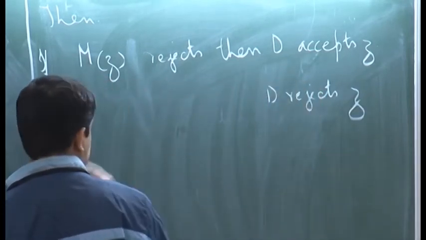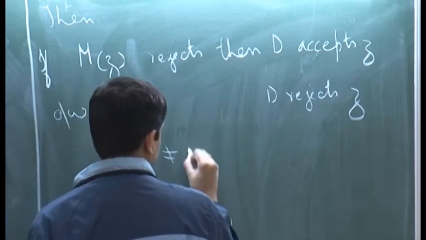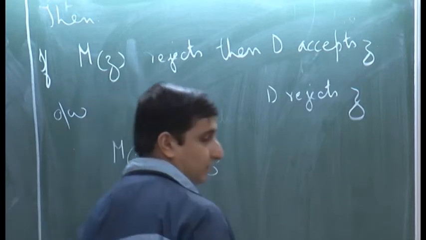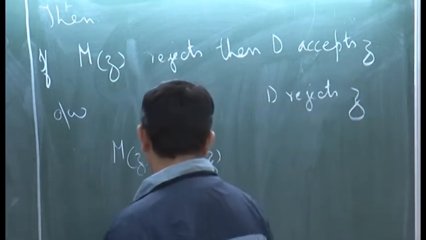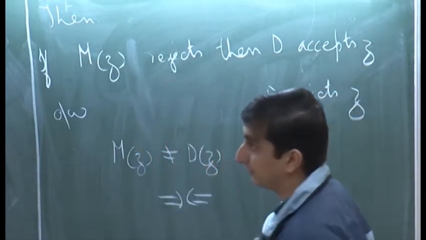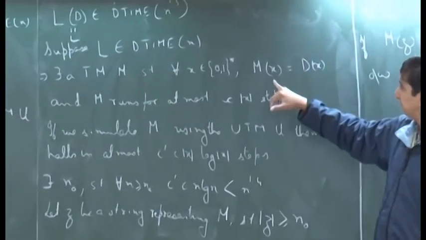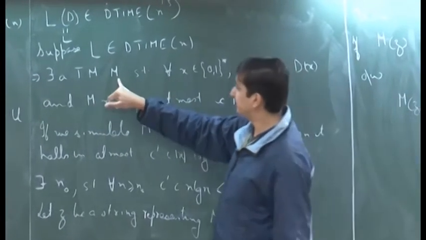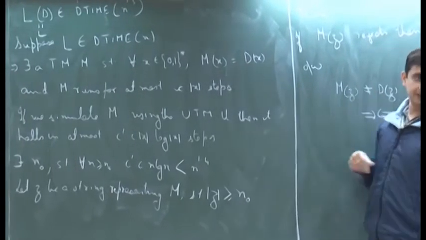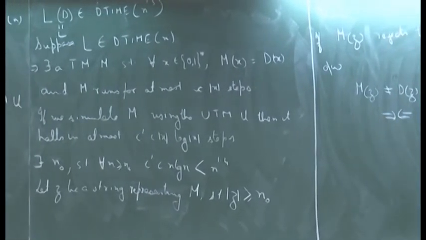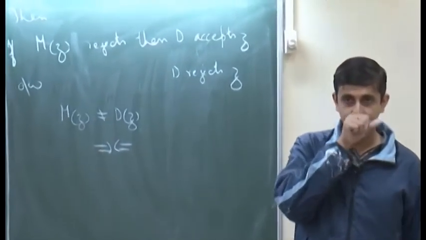Therefore, for this particular z, M of z and D of z do not output the same answer by our construction. And this is a contradiction, because this machine should accept the same language, that is, for all strings x, M of x should have been equal to D of x. But for this particular string that we have exhibited, they have different output values.